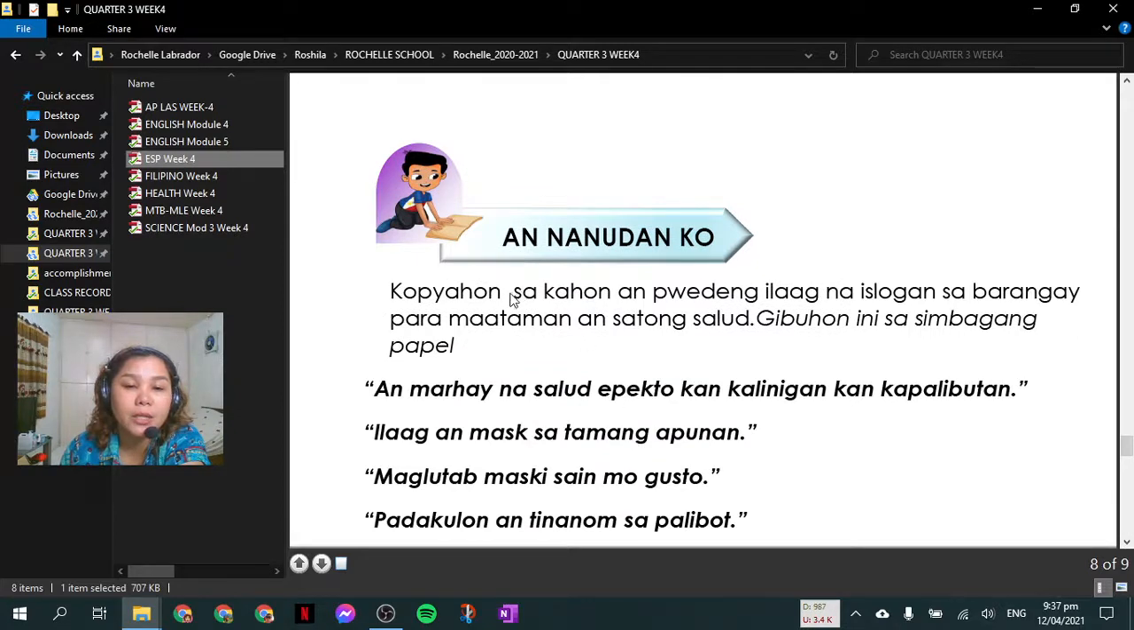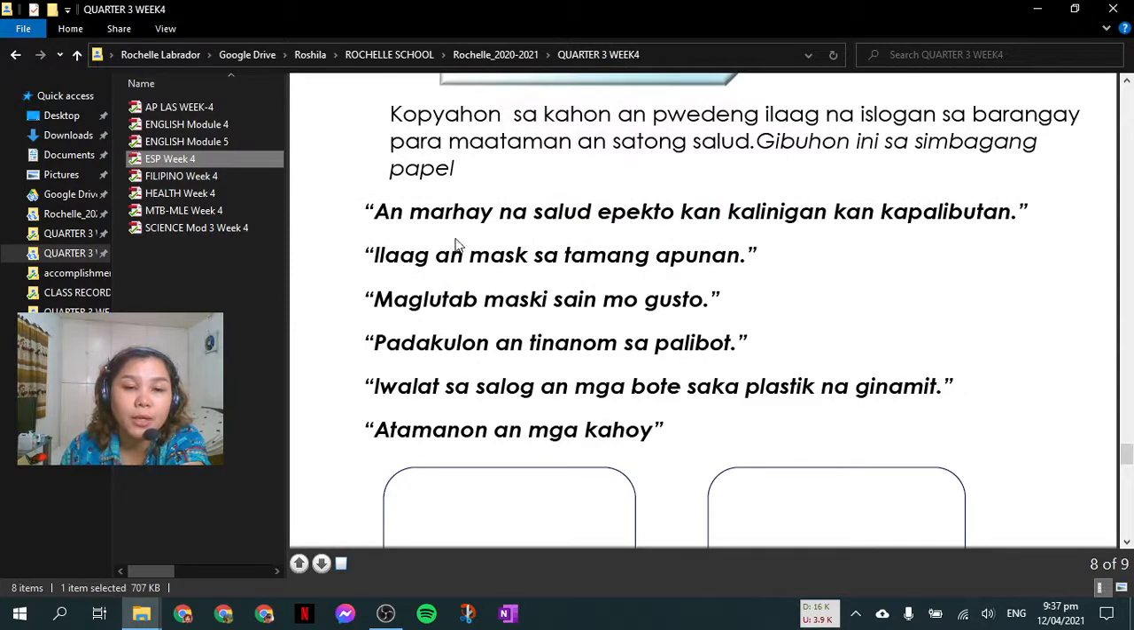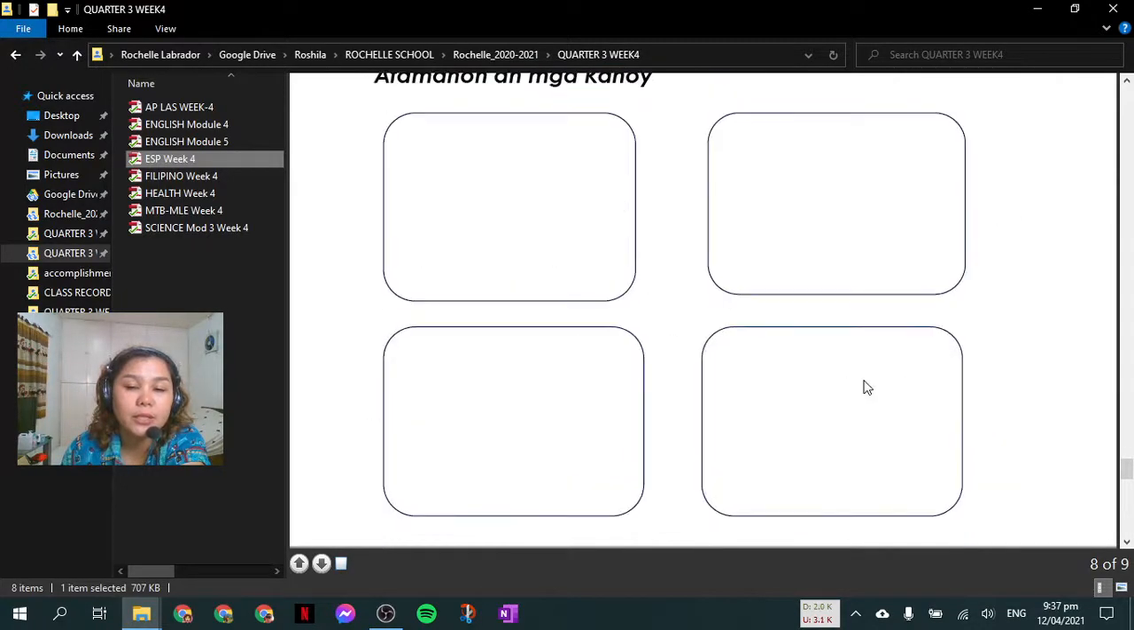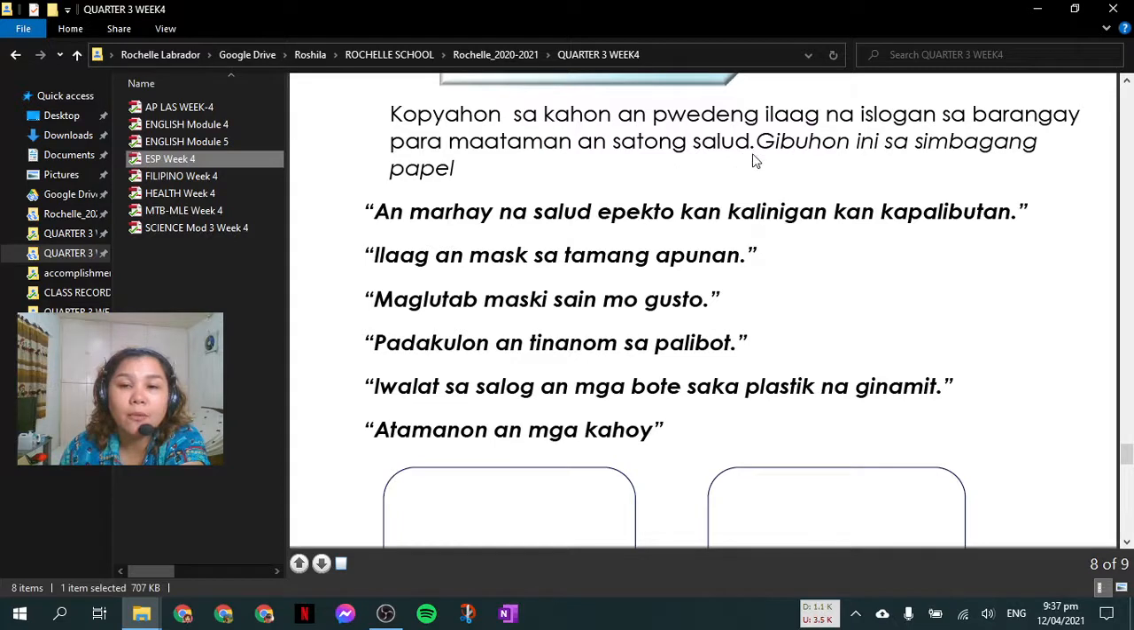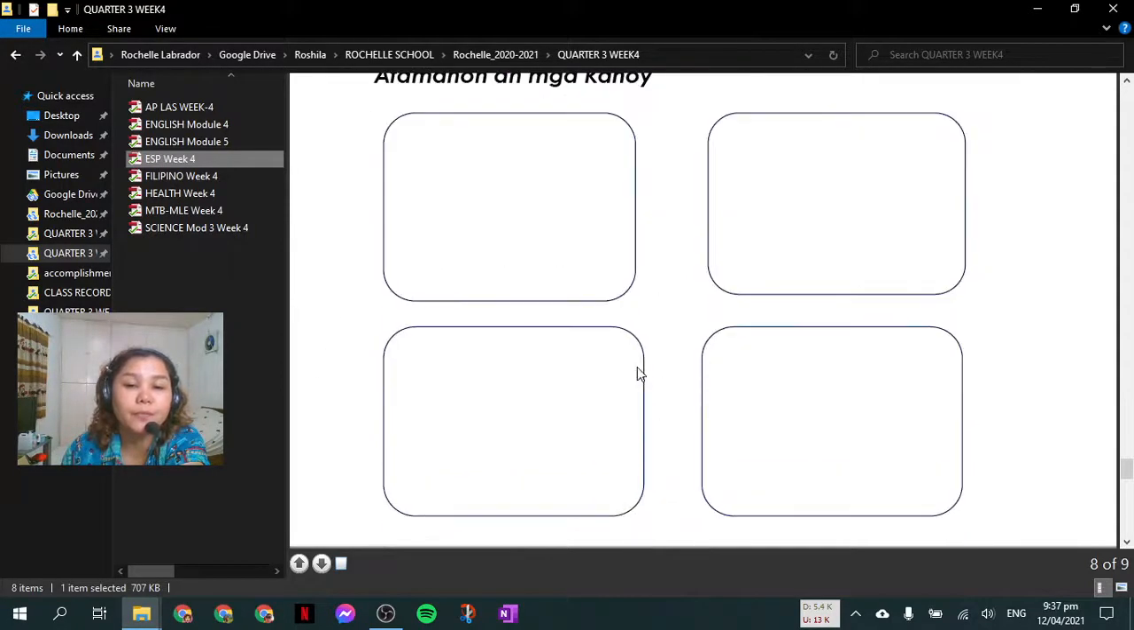And then, ang nanudan ko, kopyahon sa kahon ang pwedeng ilaag na slogan sa barangay para maataman ang satong salud. So, gibuhon ini sa module na ini. So, 1, 2, 3, 4, 5, 6. Pipili lang ng 4 that will be written here. Parang slogan na. So, ilalagay sa kahon. So, there are only 4 boxes. So, it means you have to choose only 4 from here.